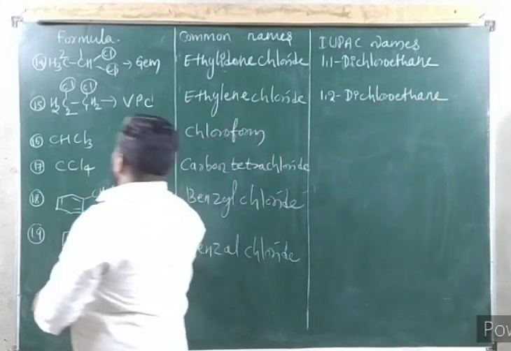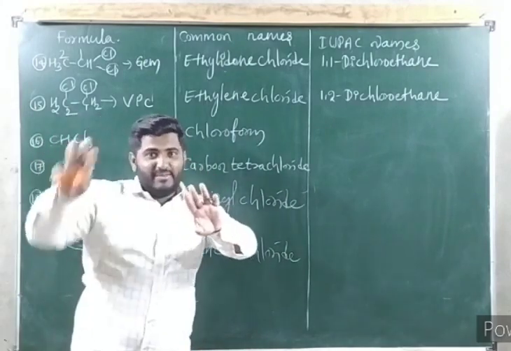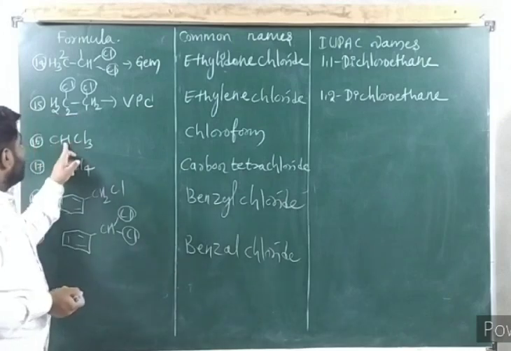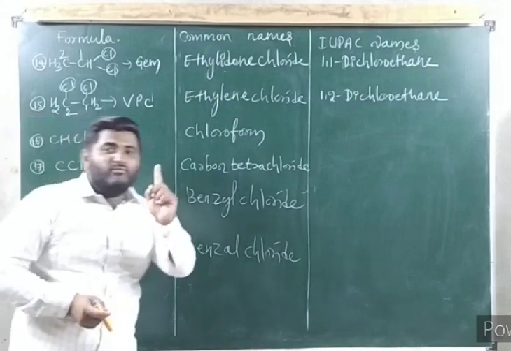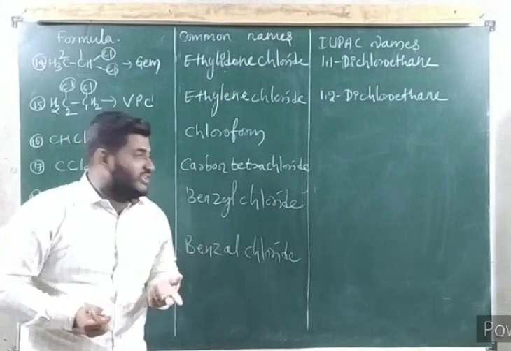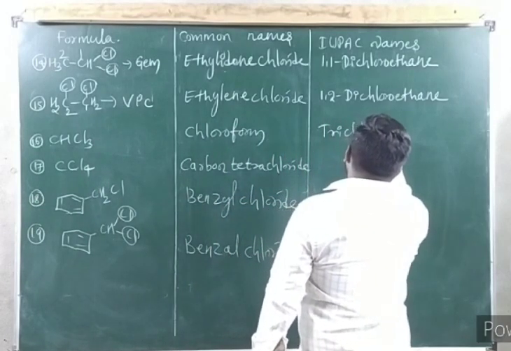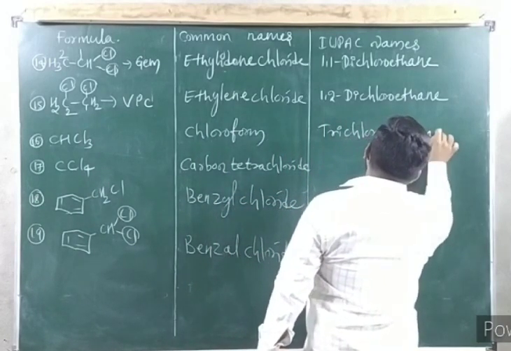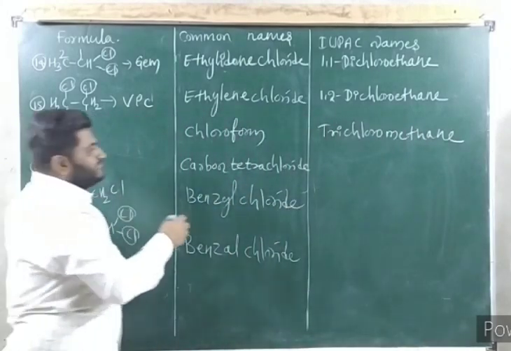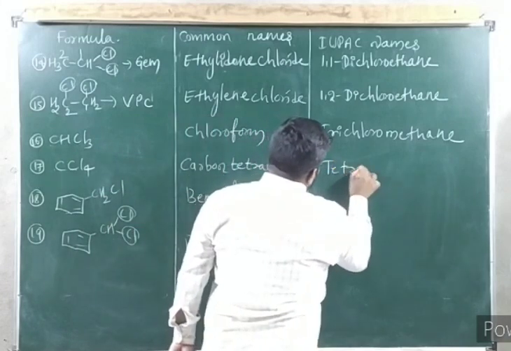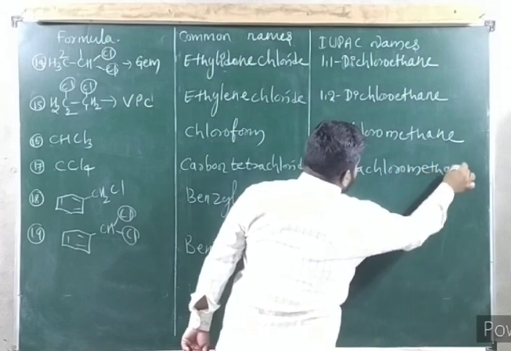What is the name of this one? Only methane is there, CH4. From the methane, 3 hydrogens are replaced by 3 chlorines. So we can call it 1,1,1-trichloromethane. Here there is only one carbon, so it is not necessary to mention the position. So it is trichloromethane. Why methane? Because only one carbon is there. Here it is tetrachloromethane. What is the name? Tetrachloromethane.